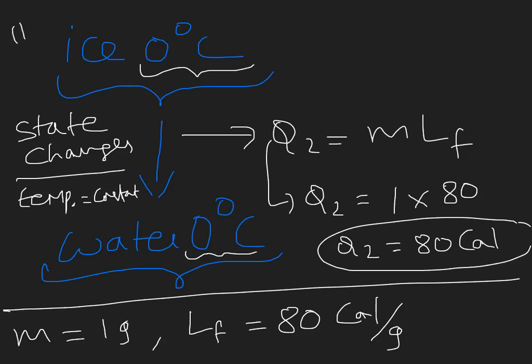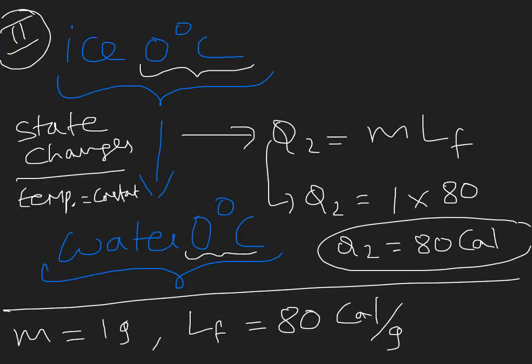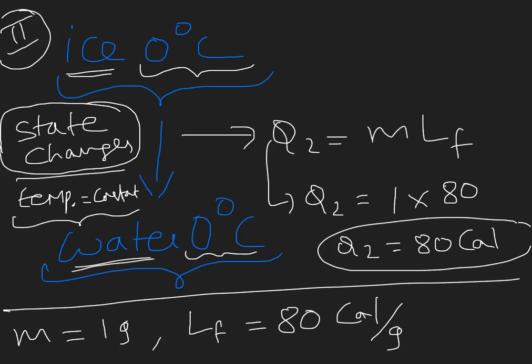This is step 2. In first step what we did? In first step we did ice at minus 20 to ice at 0 degree centigrade. Then how much energy we got? 10 calories. Now what happened? Ice is at 0. We are converting to water at 0. When we are converting, what happened? That means state changes. Temperature constant, because initially ice, now it became water. There is change of state. Temperature 0, 0, it is constant.